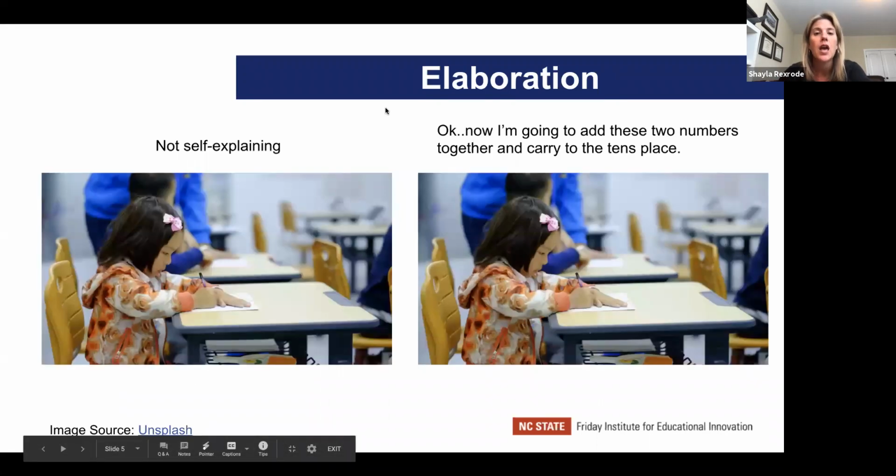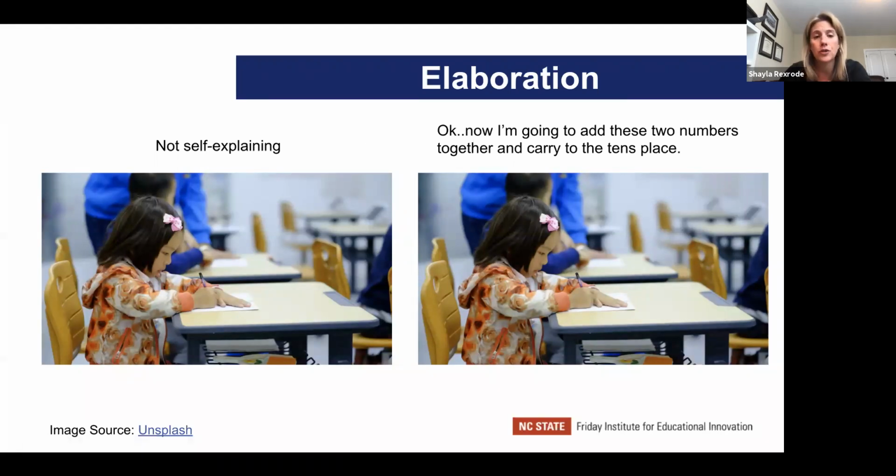idea. To put this a little bit more into context, an example, the young lady on the left, the young student, she may very easily just be sitting there doing her assignment, but she could be thinking about 1,000 other things while she's doing it. Versus the little girl on the right, she is making a very intentional deliberate action to elaborate on her own learning. So this is where a student would be saying to themselves, okay, now I'm going to add these two numbers together and carry to the tens place.